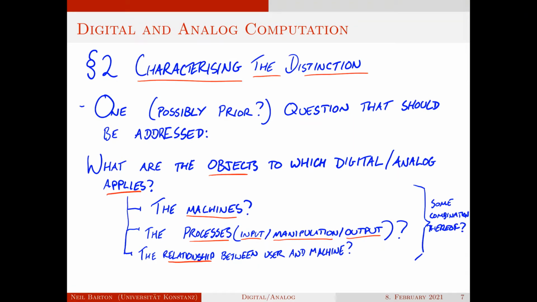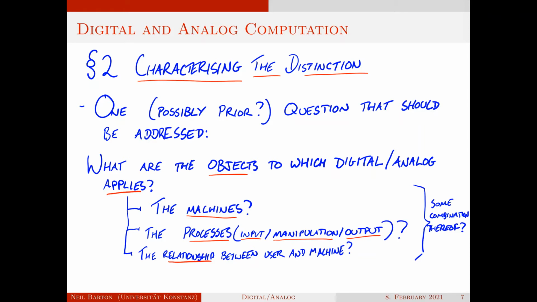Good. So before we get into exactly specific proposals for how to characterize the distinction, we should note that there's prior questions that perhaps should be addressed, right? So for instance, what are the objects to which digital and analog computation applies? What are the bearers of the term digital or analog? And there's various kinds of things we could pick here.